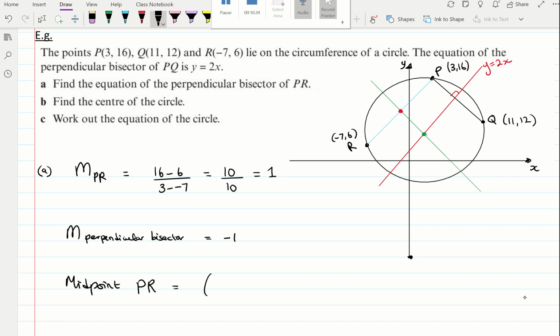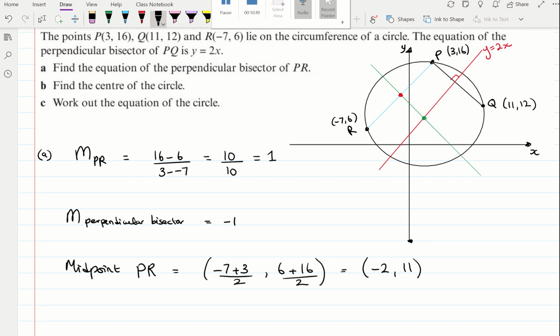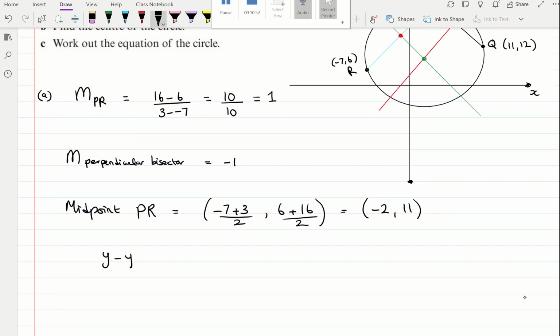So that's going to be -7 plus 3 over 2, and then 6 plus 16 over 2. So -7 plus 3 is -4, divided by 2 is -2. And then 6 plus 16 is 22, divided by 2 is 11. So now I can find the equation y minus y1 equals m(x minus x1). Of course, this is x1 and y1 for our purposes now.